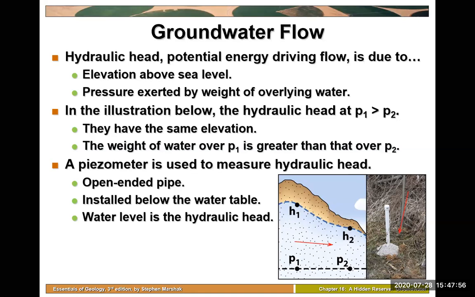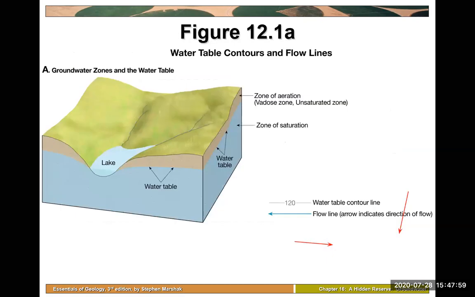Now I'm going to go ahead and show you the next slide, kind of like block diagrams. You don't have this in your book, so it shows the zone of saturation, the zone of aeration or unsaturated zone, and you've got the Earth's surface, the lake and river. Isn't it an area where water flows from high elevation to lower elevation toward the lake, right? So how do you imagine it is below the Earth's surface?